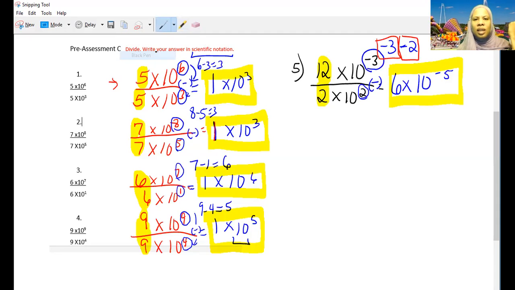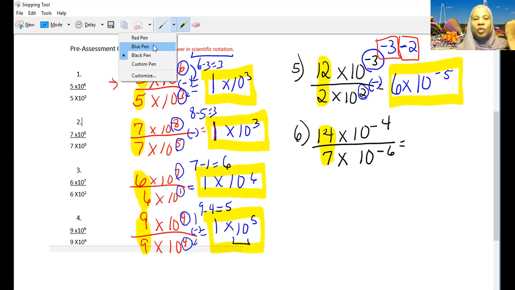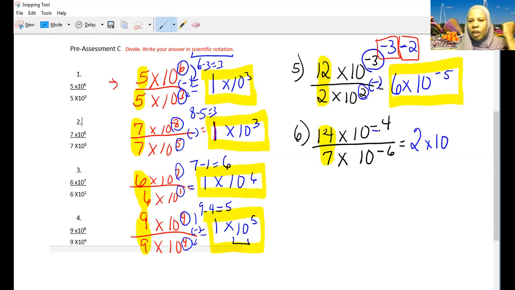Okay, let's try another one. Let's try 14 times 10 to the negative 4 over 7 times 10 to the negative 6. Okay, let's try this. First thing you want to do is divide the numbers in the front. So 14 divided by 7 is 2 times 10. And then my exponents, I can keep it blue, would be negative 4 minus a negative 6.